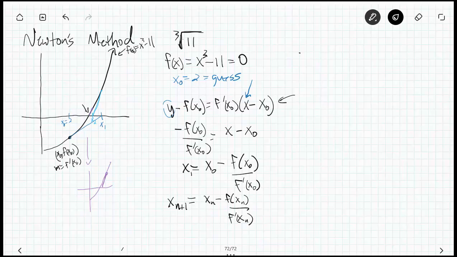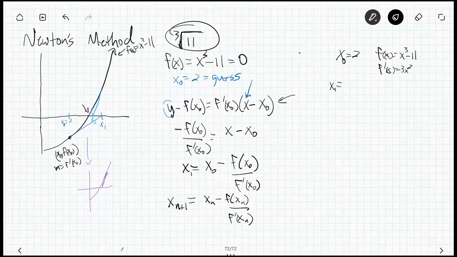Okay, so let's do this thing. We're going to let our guess be 2. We know that f of x is equal to x cubed minus 11, right? That's our function that we're solving for roots for. Remember, the whole goal of this is to figure out what the cube root of 11 is. I know that f prime of x is equal to 3x squared. Okay? So I'm just going to follow the algorithm.